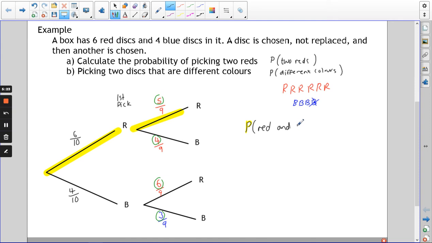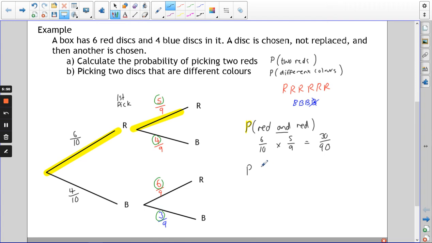red and red, that's another way of saying two reds, but with "and" it's now times, is 6 out of 10 times 5 out of 9. Multiply the numerators, that's 30, multiply the denominators, that's 90, and don't simplify that, okay? Because if you needed to use the OR rule later on, they'd need to have the same denominators. So don't simplify your answers in probability, unless it specifically says to.